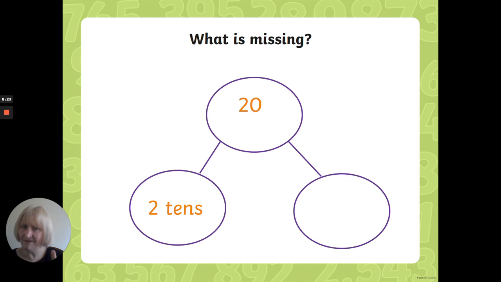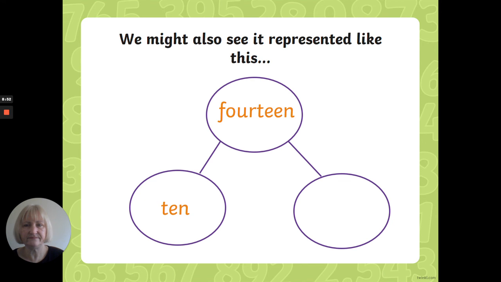20. Now have a think. What does 20 mean? In this part down here, it says 2 10s. 2 10s. That's why on the 10 side, it says 2. How many ones? 0. No ones. Just 2 10s. 10 add 10 is 20.